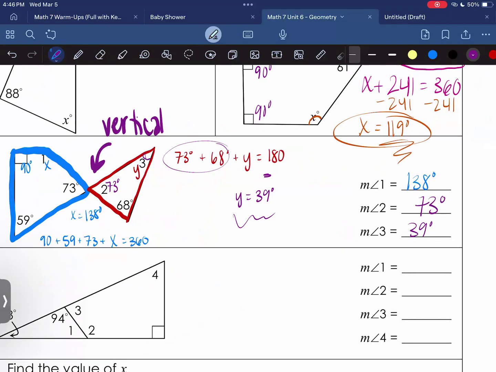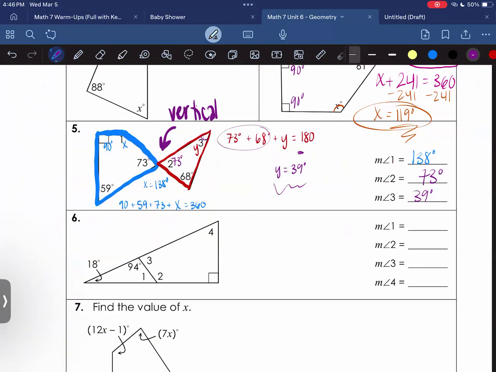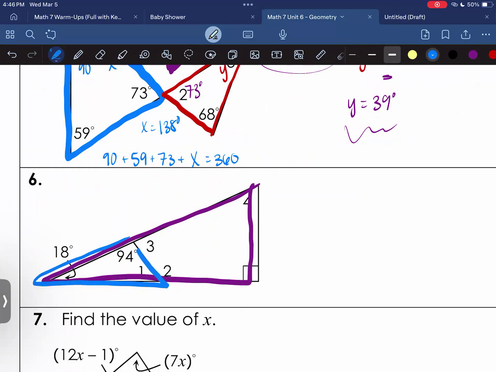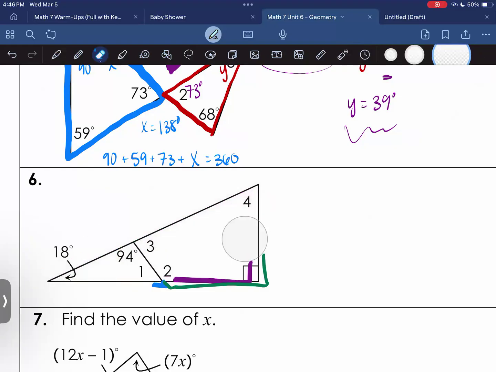Before you get started, I'm going to point out a few things. So we have a large triangle here, right? We have a smaller triangle here, and we have a quadrilateral right here. So those are 3 different shapes that you might have to use in order to figure out your angles.